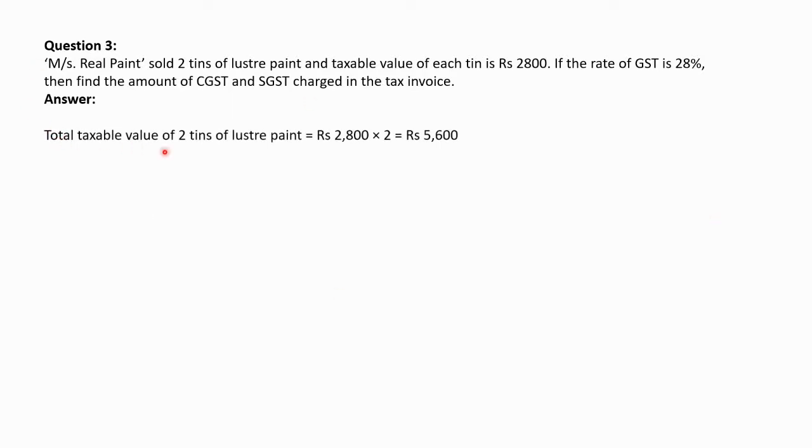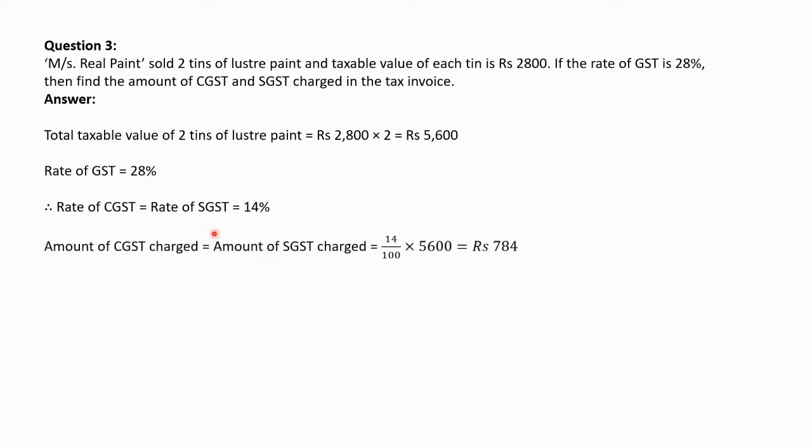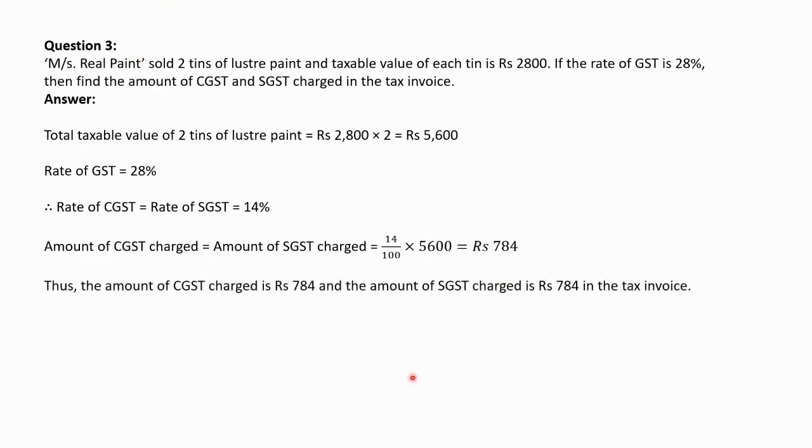So the total taxable value of 2 tins of paint will be 2,800 multiplied by 2, which is 5,600. The rate of GST is 28%. Therefore, rate of CGST and SGST will be half of GST. So half of 28 is 14%. Amount of CGST charged will be equal to amount of SGST charged. Both of them will be 14% of 5,600. If you calculate this, you'll get rupees 784. Thus the amount of CGST charged is rupees 784 and also the amount of SGST charged is rupees 784.